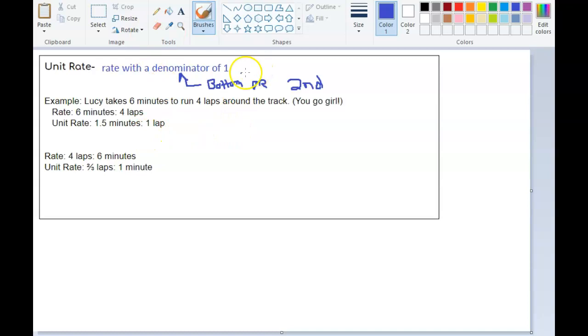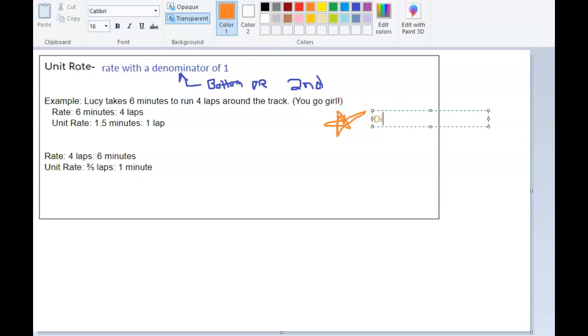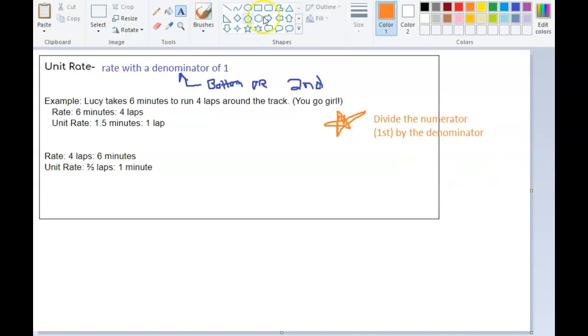So let's take a look here, all right? And something really important, okay? Put a star by this, that's how important it is. This is going to be how we solve them, okay? Divide the numerator, which is the first number, by the denominator. Okay? Super important. Okay? I'm even circling it with my star. Okay? So let's take a look over here at, it's the same story problem.